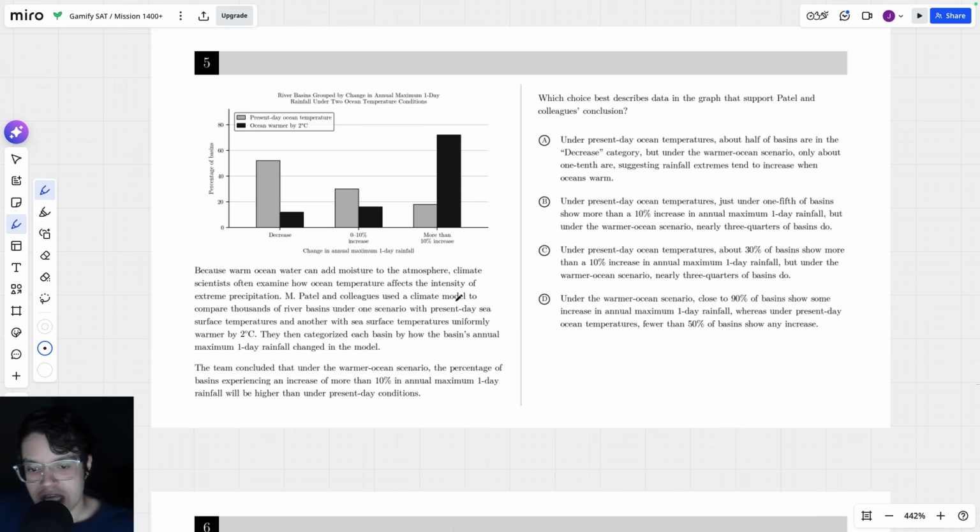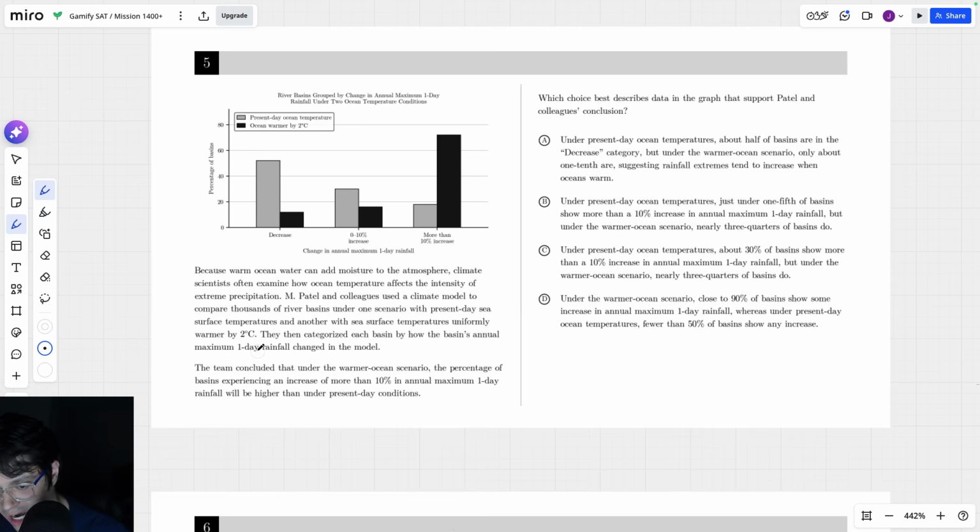So these colleagues used a climate model to compare thousands of river basins under one scenario with present-day sea surface temperatures, and another with sea surface temperatures uniformly warmer by 2 degrees. So basically they take one ocean that's the regular temperature and one ocean that's 2 degrees warmer. They then categorized each basin by how the basin's annual maximum one-day rainfall changed. So how much did the amount of rain that they got in one day, for the highest amount, change? Was there more maximum rain or less maximum rain?